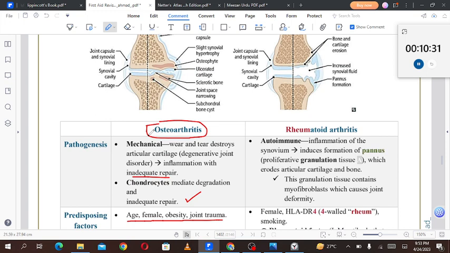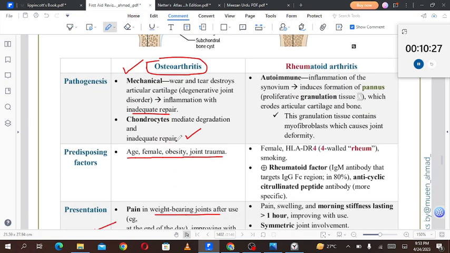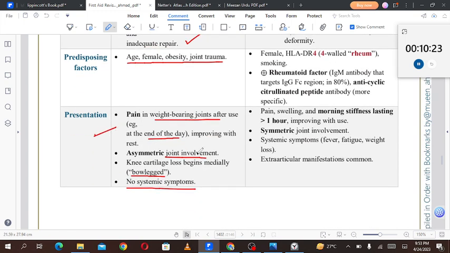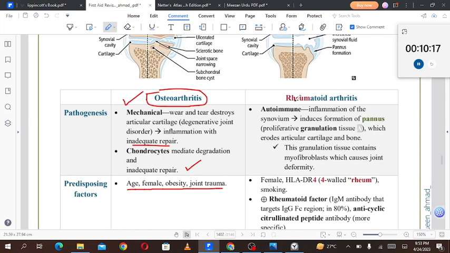So osteoarthritis is mostly a mechanical disorder and happens in obese female patients. It presents with pain and asymmetric joint involvement, and knee cartilage loss will cause bow legs. There are no systemic symptoms. In the case of rheumatoid arthritis, it is an autoimmune inflammation of the synovium, which induces formation of pannus, a proliferative granulation tissue, which erodes the articular cartilage and bone.